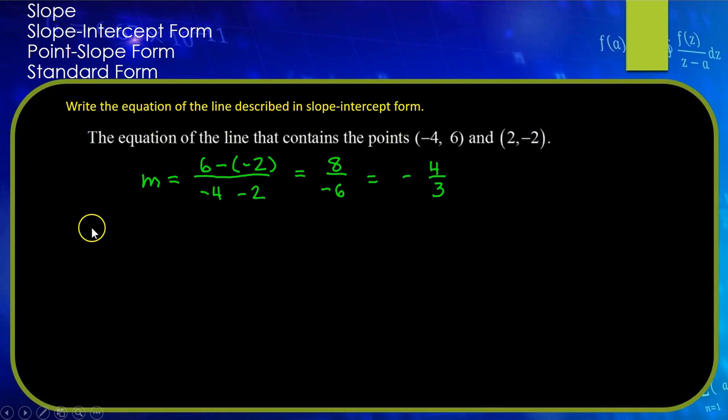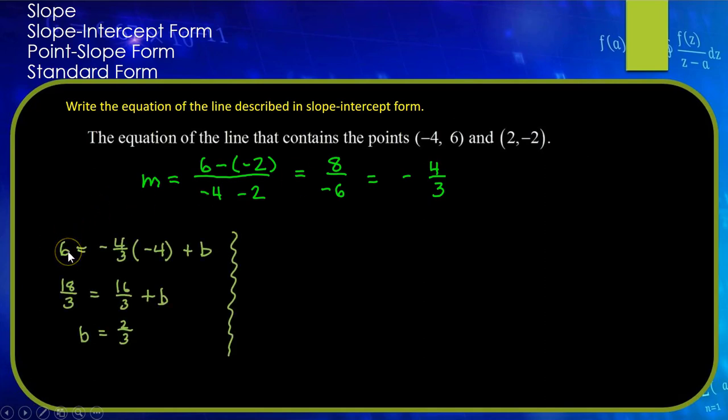One way is to use the format y equals mx plus b and choose one of these points. It doesn't matter which point I choose, and I'm going to demonstrate that. In this first one, I'm going to choose (negative 4, 6). So I let y equal 6 when x equals negative 4. Negative 4/3 times negative 4 is 16/3, plus b. 6 is 18/3. When I subtract 16/3 from both sides, I get b equaling 2/3.